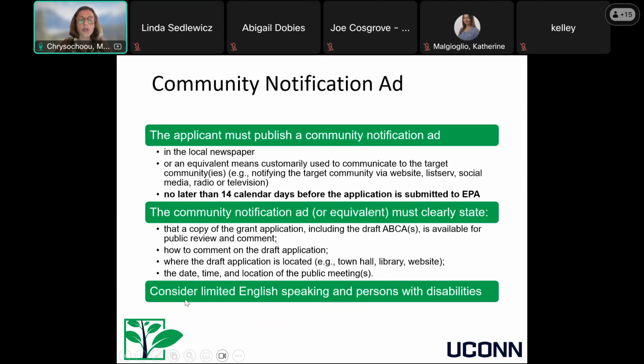In all of this, you need to consider what your community is like. So if you have a community with a large non-English speaking population, you should have the documents translated. And you also need to think about accessibility for persons with disabilities.